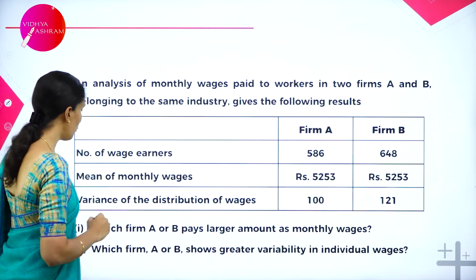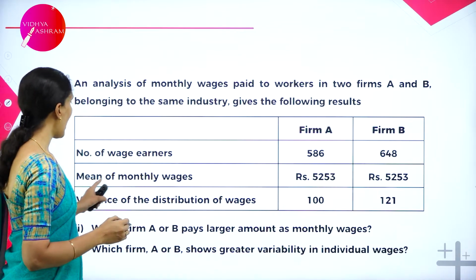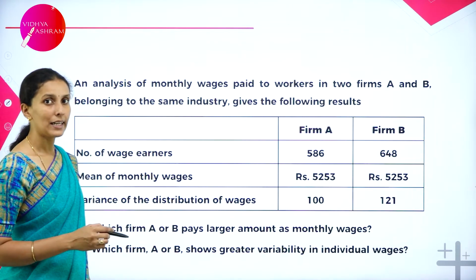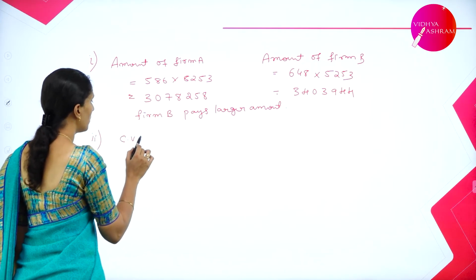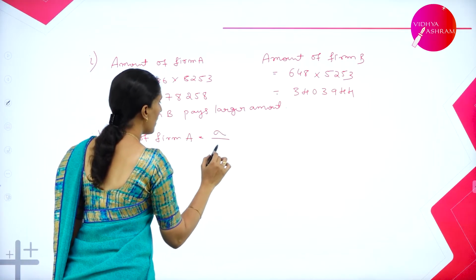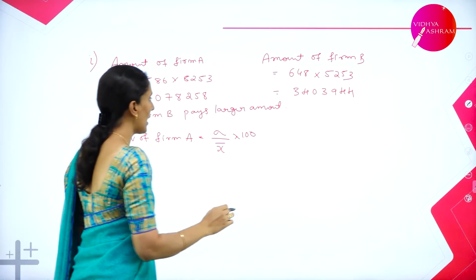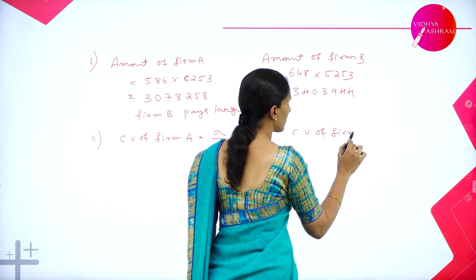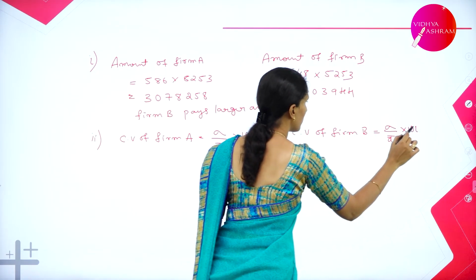Next, they have asked you which firm A or B shows greater variability in individual wages. So we have here mean as well as distribution here. So let us calculate the CV. So second one, CV of firm A, that is sigma by x bar into 100. Again, let us calculate CV of firm B, that is also sigma by x bar into 100.